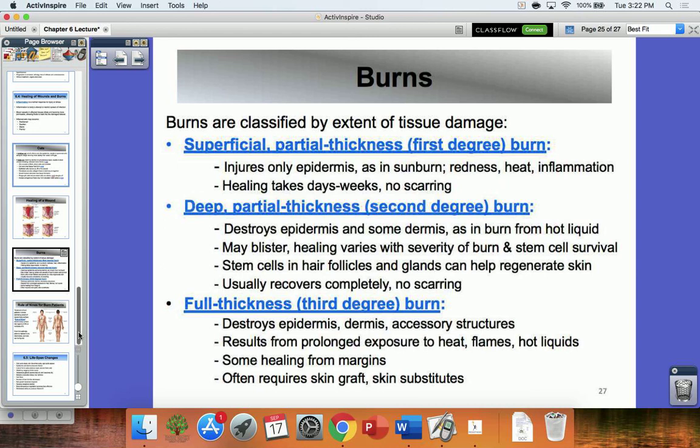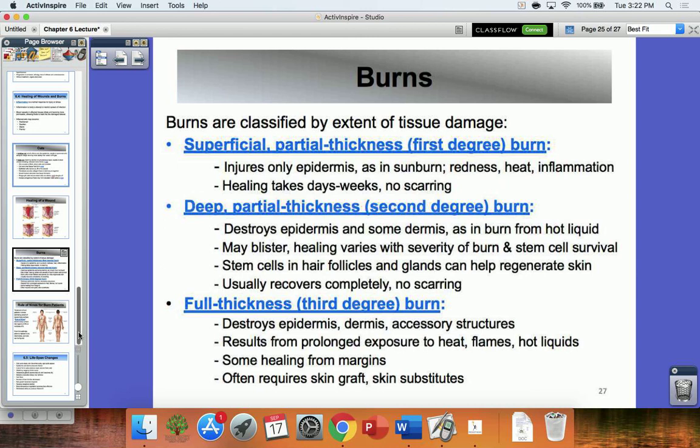We may have had this with a sunburn, or maybe if you've touched the stove for too long, or maybe even touched the iron or flat iron that has fallen over your forehead and sat there for a little too long. That could cause a first degree burn. No issues. Within a week, it's going to be healed.